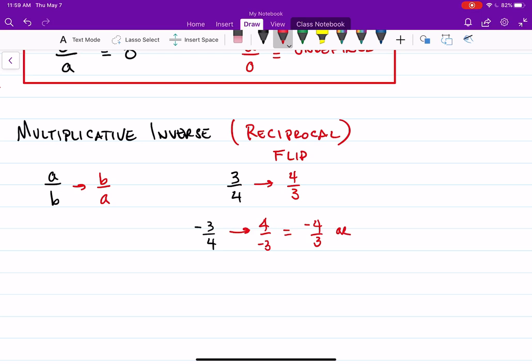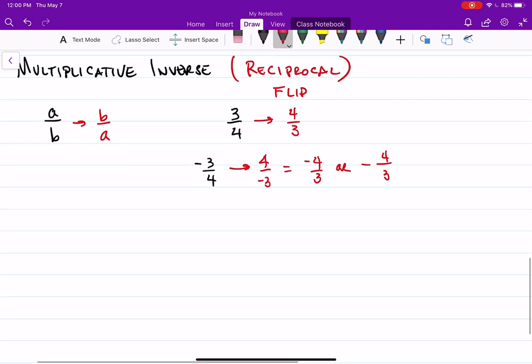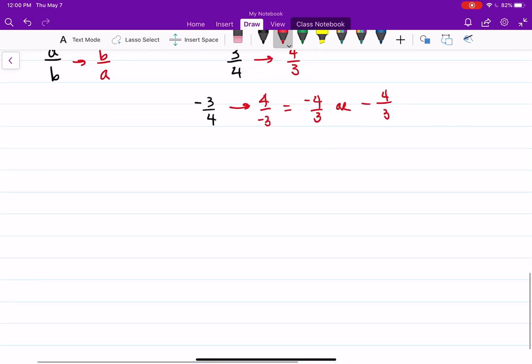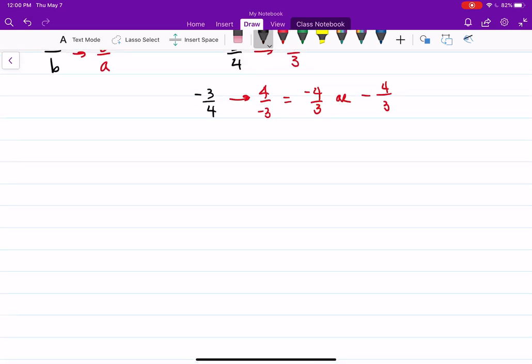Or negative 4 over 3. Okay, so understand that. Those are reciprocals. So why did I teach you the reciprocal, or the multiplicative inverse? It's because you might have to divide rational numbers.